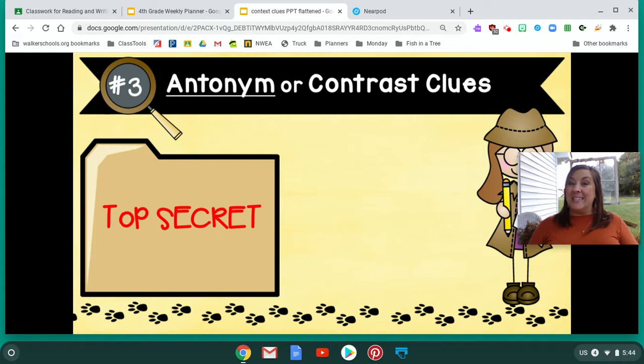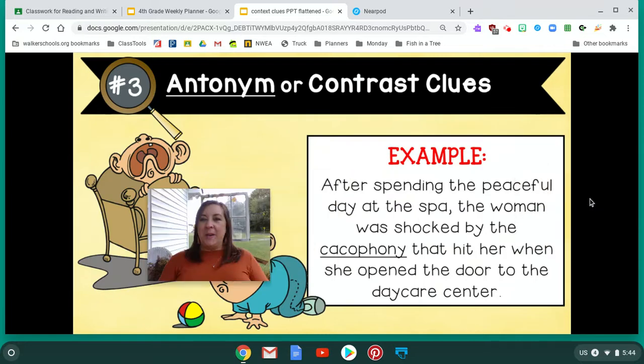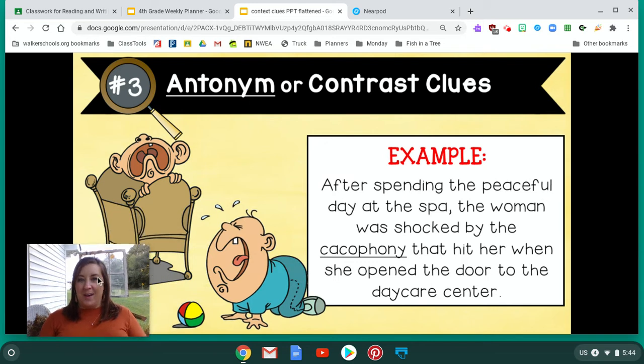Sometimes there's an antonym or a contrast clue. It's the opposite of what the word means. Here's an example. After spending the peaceful day at the spa, the woman was shocked by the cacophony that hit her when she opened the door to the daycare center. The opposite, antonym or contrasting clue is peaceful. She had a peaceful day at the spa and was shocked by the cacophony that hit her when she opened the door.